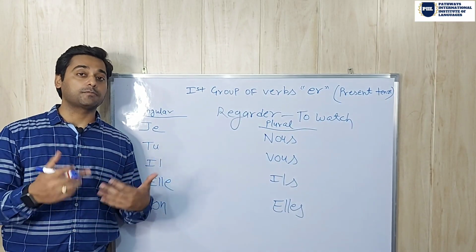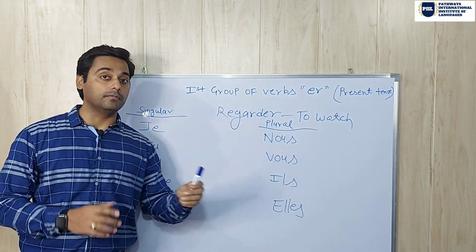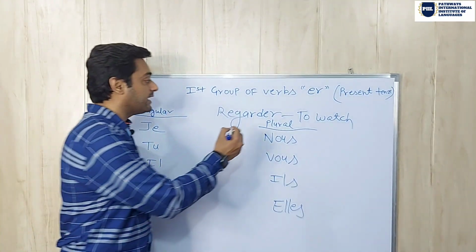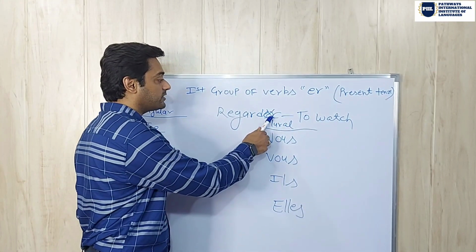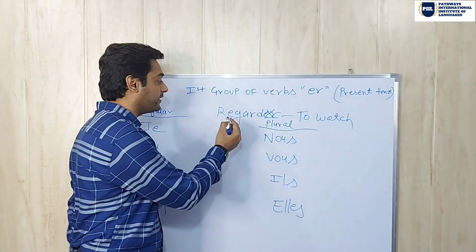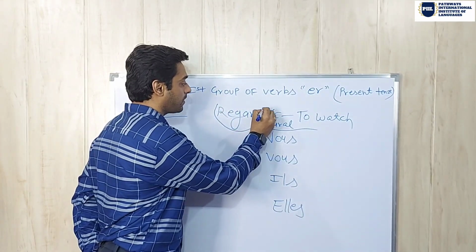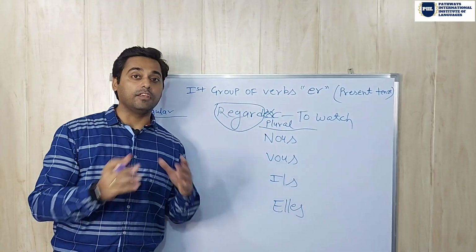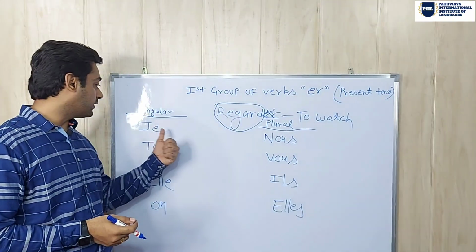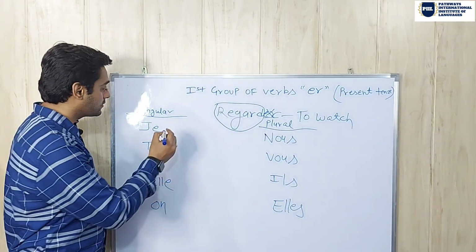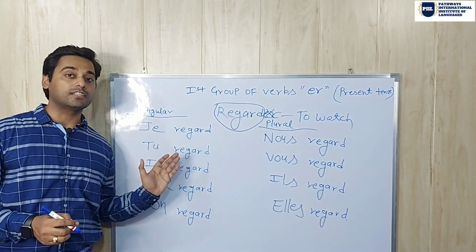Now we have written subject pronouns in French. Now according to the rule, in order to conjugate any ER ending verb in French, first what we have to do is remove this ER. When you remove this ER, we are left with this regard. This regard, we call it the radical. This radical you need to put in front of all the subject pronouns here. So let's put this radical here. Now we have put the radical in front of all the subject pronouns.